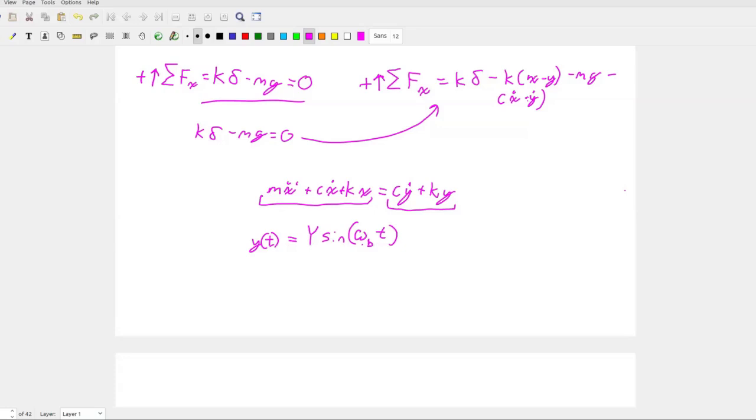What is omega b? That is the frequency that we are exciting the base at. So we've had omega for the frequency we're exciting from the side. We've had omega n for the natural frequency of the system. We've had omega d for the damped frequency of the system. And omega b is the frequency that we're going to excite the base at.